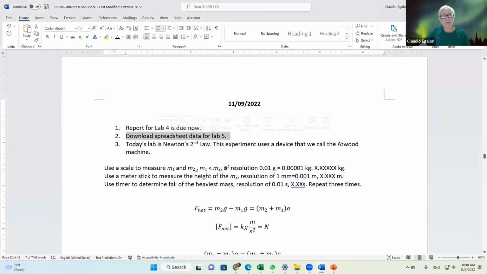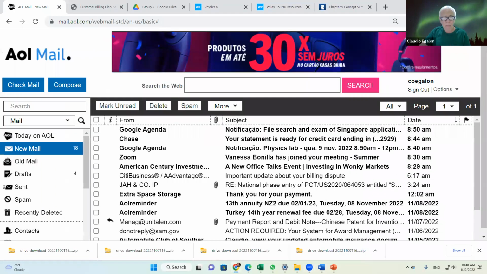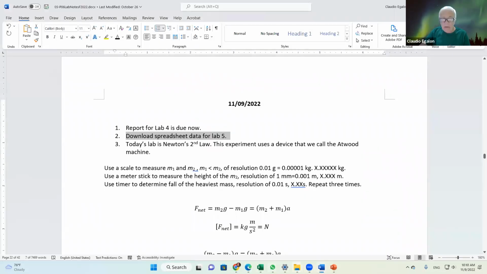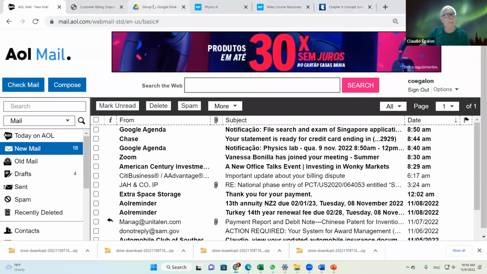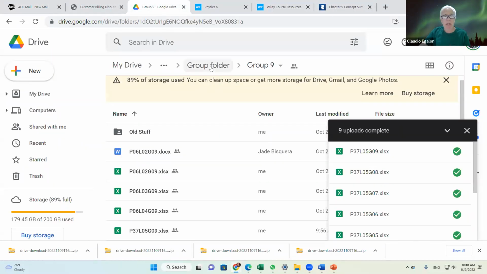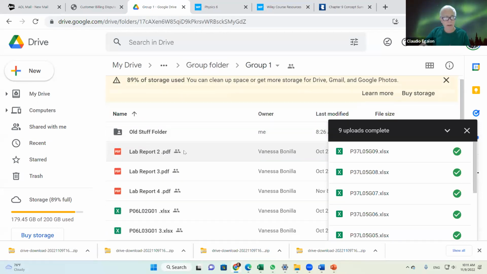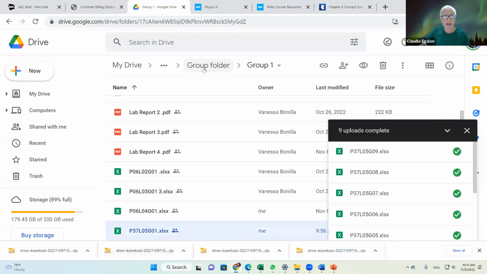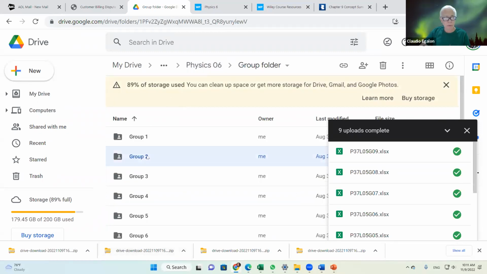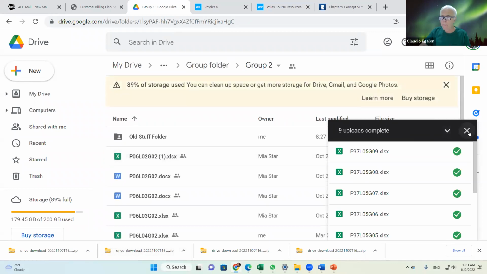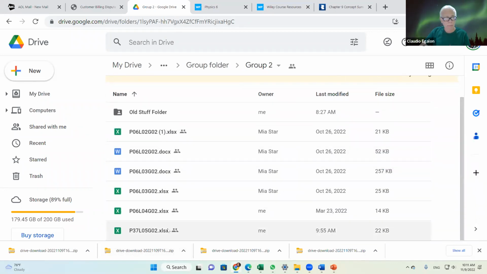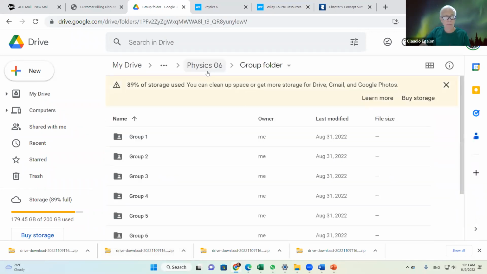Download the spreadsheet data for lab 5. I just uploaded it there for you. Let's see where it is. Group, yeah, right in here. That's for group 9, right? Group 1 is here, lab 5. Group 2. Let's close this one. Lab 5 and so on. Okay.